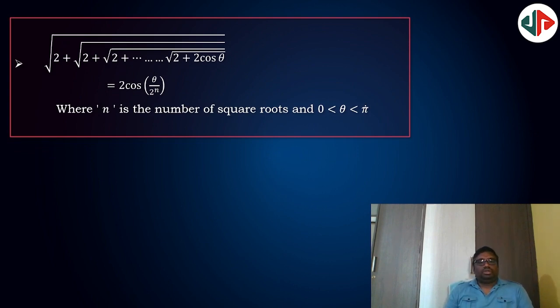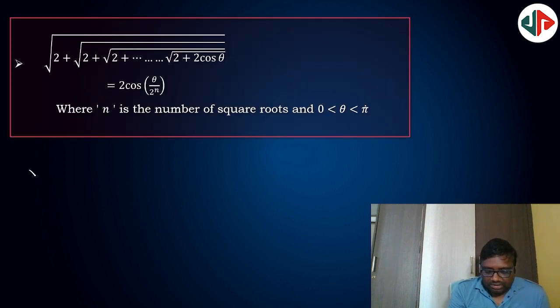If you see the next one, square root of 2 plus square root of 2 plus square root of 2 plus so on, up to square root of 2 plus 2 times cos theta, is always equal to 2 times cos of theta by 2 power n, where n is the number of square roots and theta always lies between 0 to pi. Let us see one case.